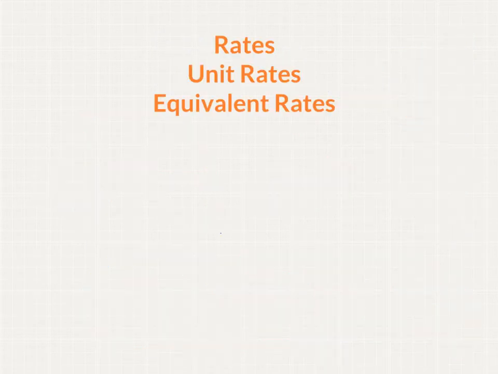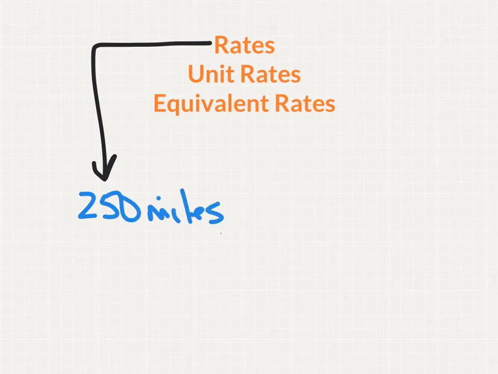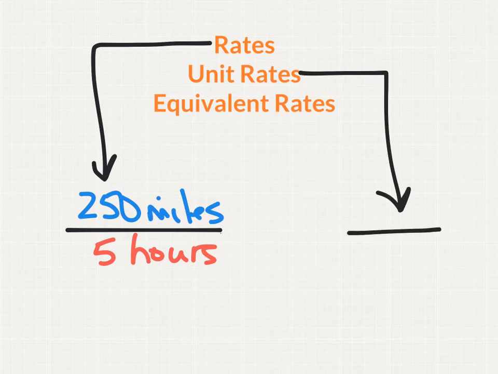Let's go ahead and wrap up the lesson. First, I told you that a rate is a comparison between two items measured in different units. So for example, I said if I traveled 250 miles and I did that in 5 hours, that would be a rate. 250 miles compared to the amount of time it took me, 5 hours. That's a rate. Then I said that a unit rate is a rate where the denominator is 1.